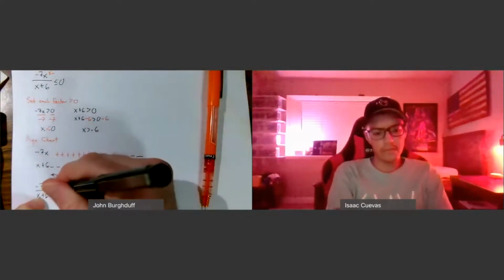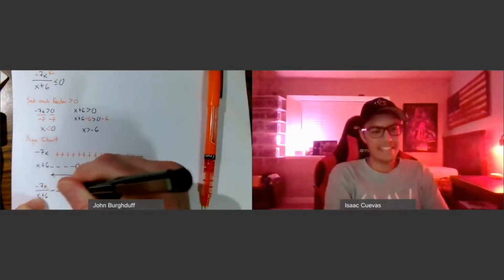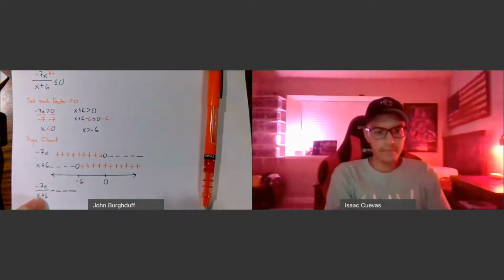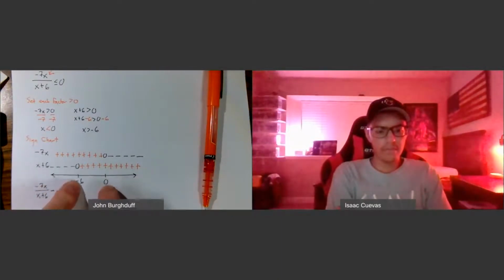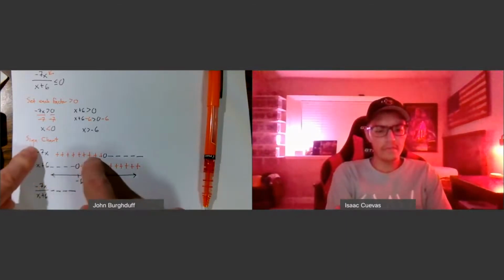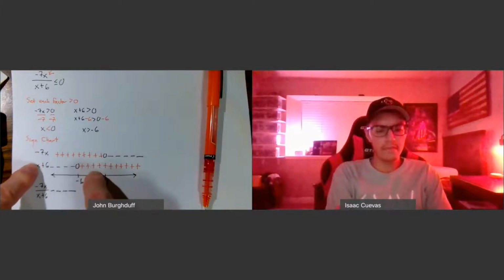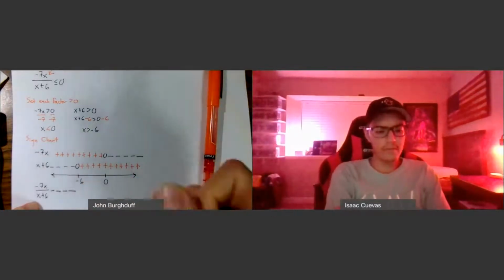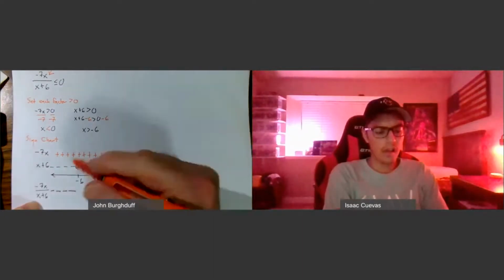Actually, let me stay color coordinated. I was using black for negative. All right. Now, I'm going to skip over negative 6 for a minute and go between negative 6 and 0. For all the values of x between negative 6 and 0, this factor is positive. This factor is positive. If you take a positive number divided by a positive number, what do you get? Positive. So I'm going to put a bunch of little plus signs.